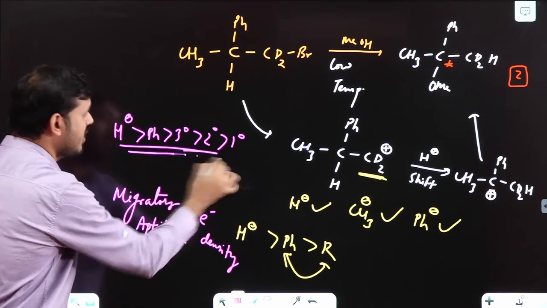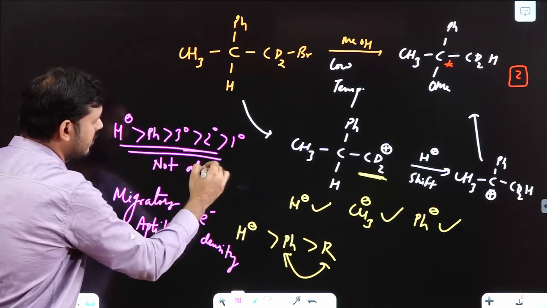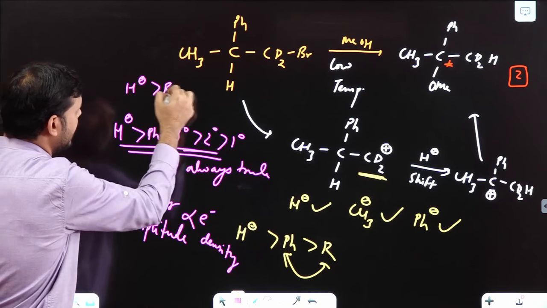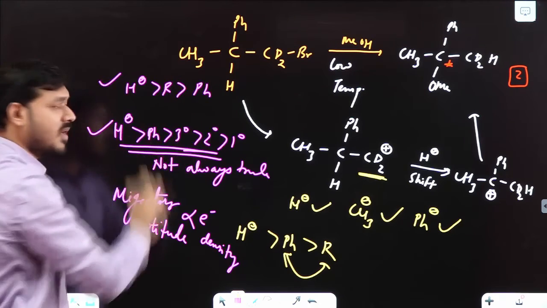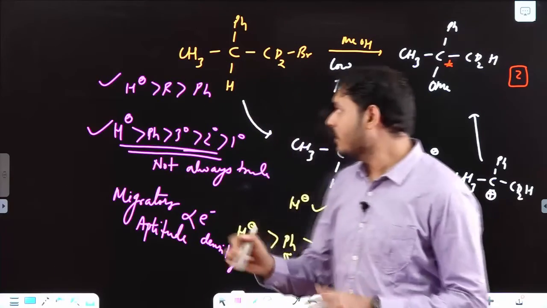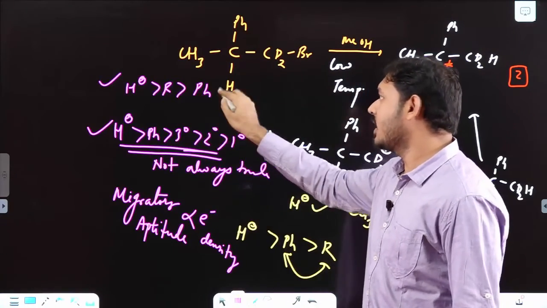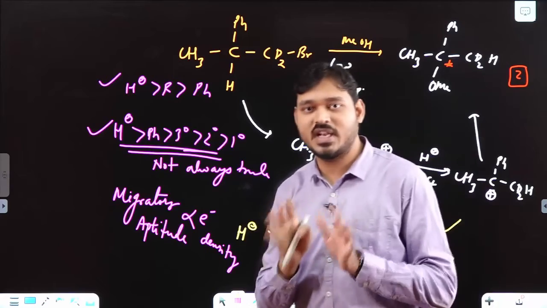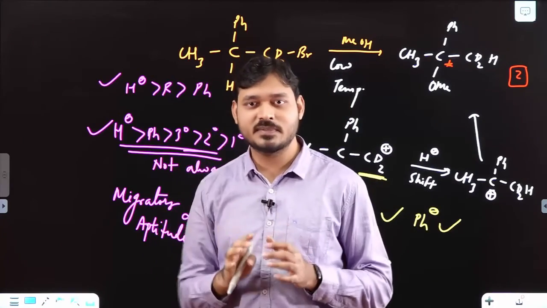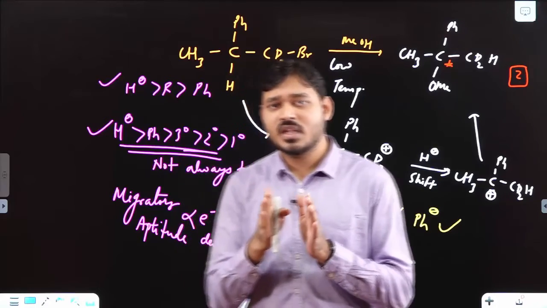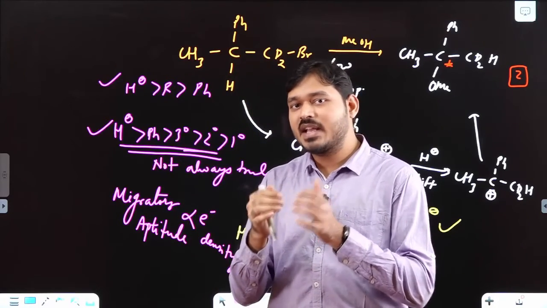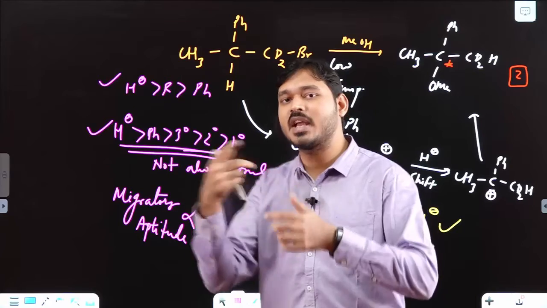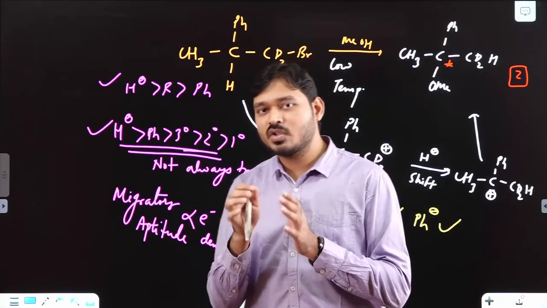See, this is not a universal rule, not always true. There may be a possibility of H minus greater than R greater than pH. It may be possible. So there are cases when migratory aptitude of alkyl will be higher than pH, and there are cases when migratory aptitude of pH will be higher than R. So this is not a permanent case. Okay, now on what factor does it depend? See, if you are having a very fast migration, then it is not about which group will migrate fast. Okay, remember this thing.